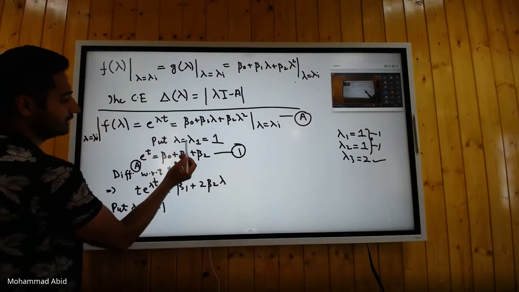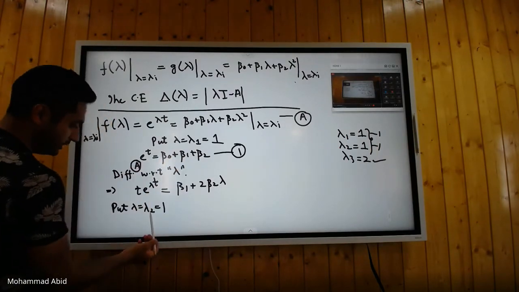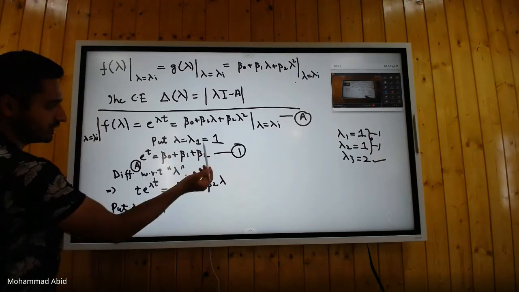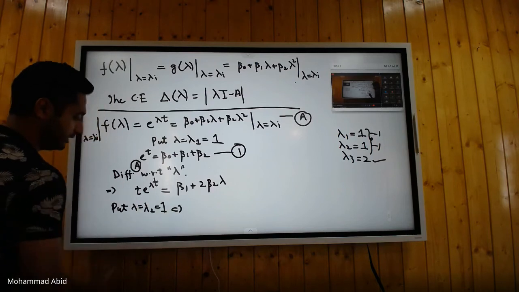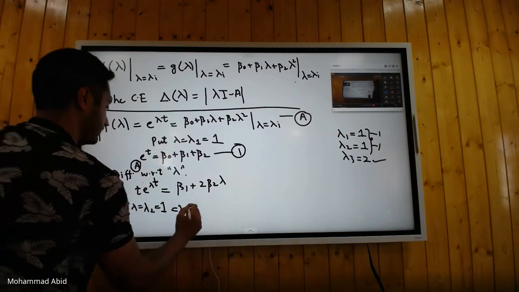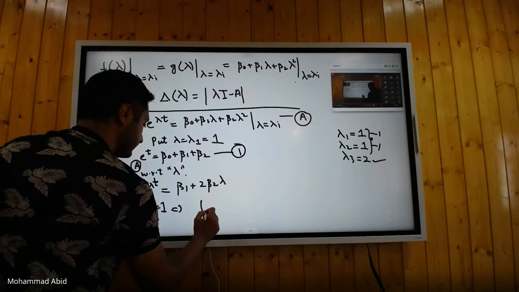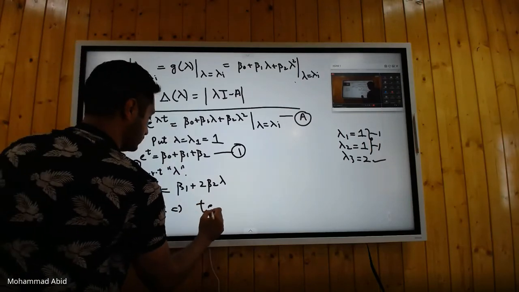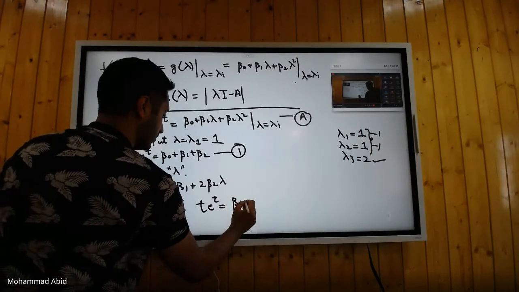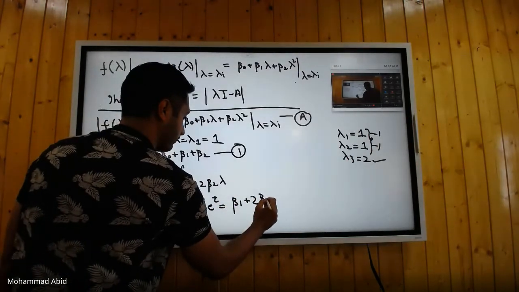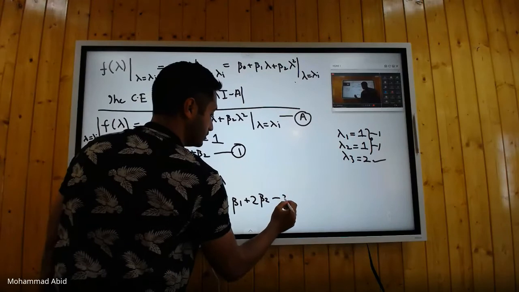यहाँ पे हमने lambda equal to lambda 1 put किया, यहाँ पे lambda equal to lambda 2. But for our case, we are having repeated, so again, this is 1. Put lambda equal to lambda 1, which is 1 here. This will become t e to the power t equal to beta 1 plus 2 beta 2. This is the equation 2.